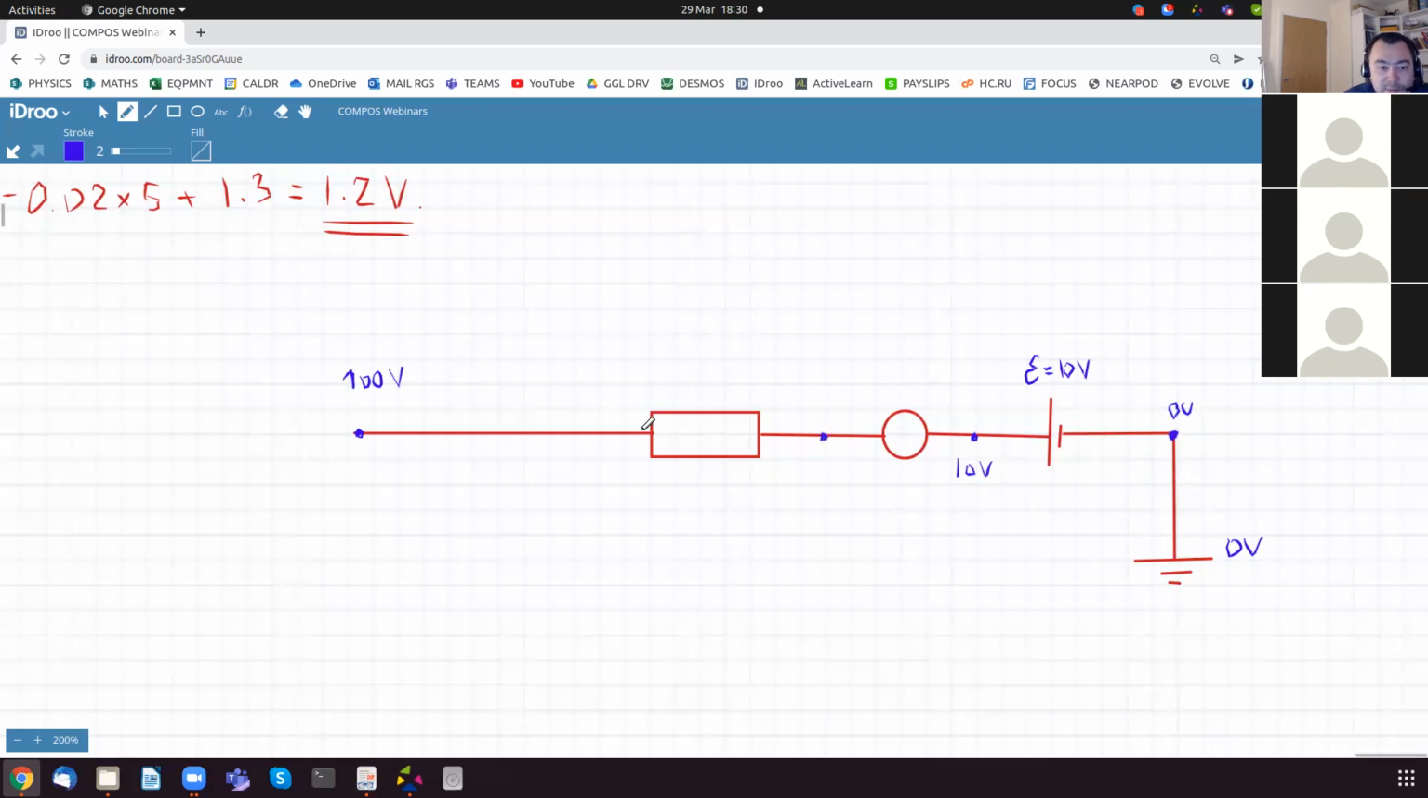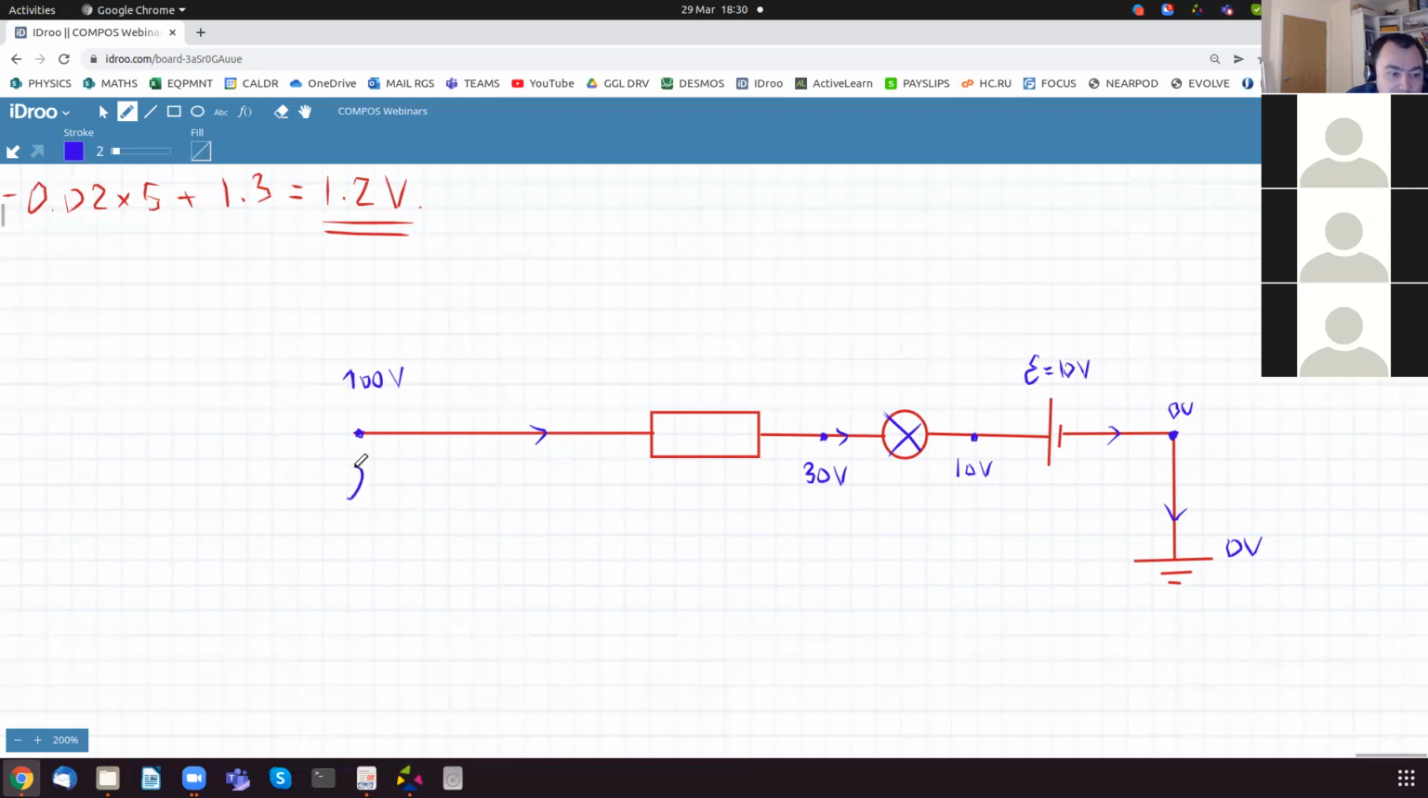Now the lamp. The current flows this way, because current flows from large potential to low potential, always. So basically the current is charging this battery, working against the battery. And also, let's say the voltage on the lamp is, I don't know, 20. So this would be 30 volts. And here, obviously, it's 70 volts.